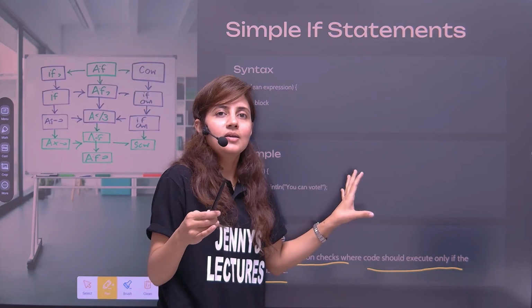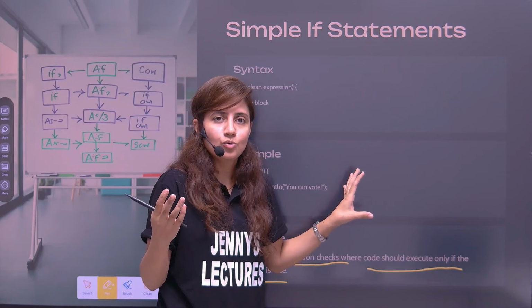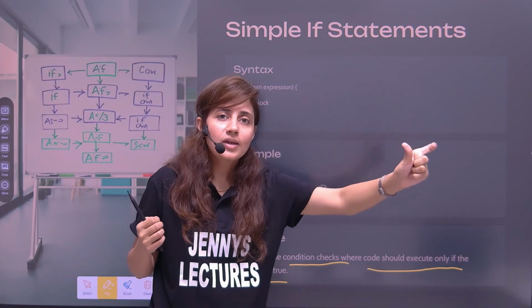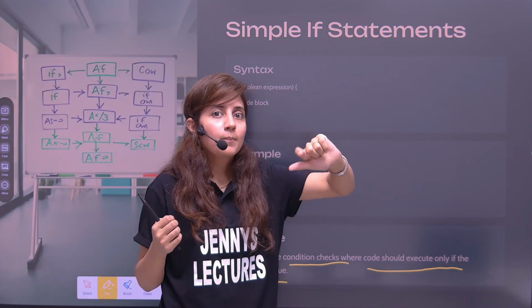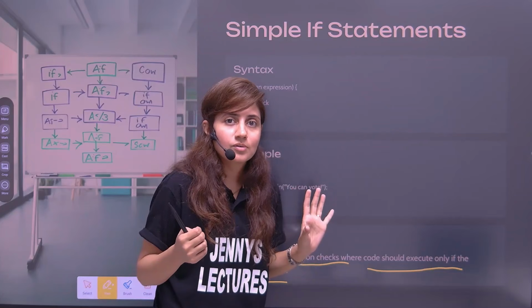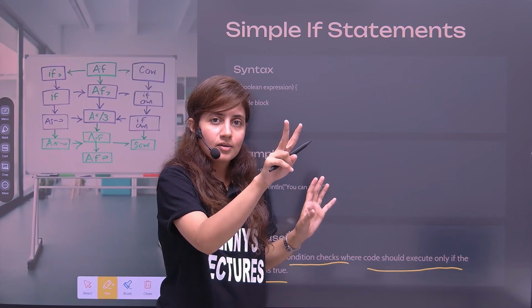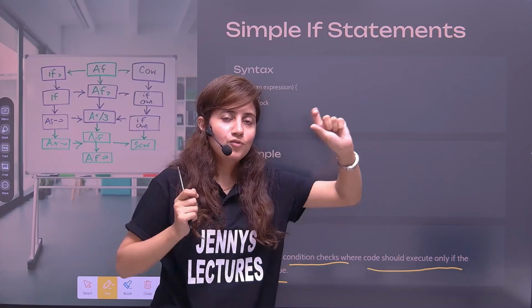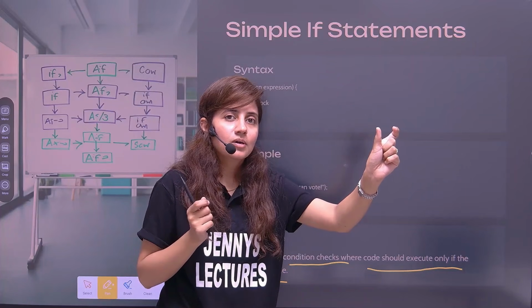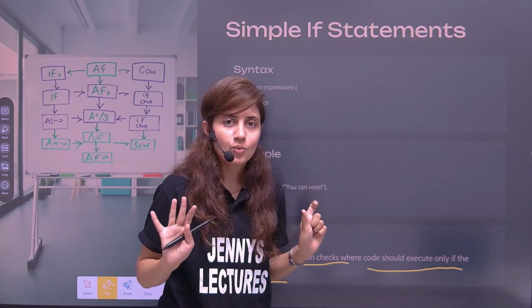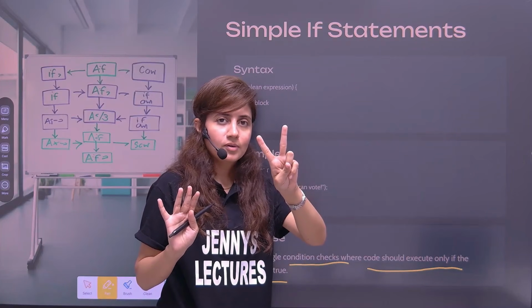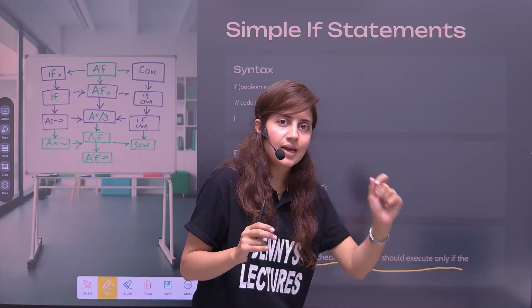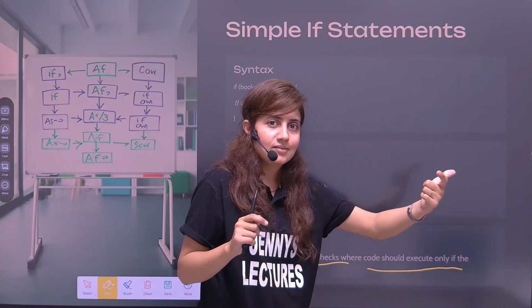But generally we have more than one condition also. Or if this is not true, then do this thing. If oranges are not available, then buy mangoes. So two conditions are there. Two choices. You have two choices: orange, mango. If orange is available, buy oranges. Otherwise, buy mango. Only two choices you have. So for that, one more type of control statement is there, that is if else.